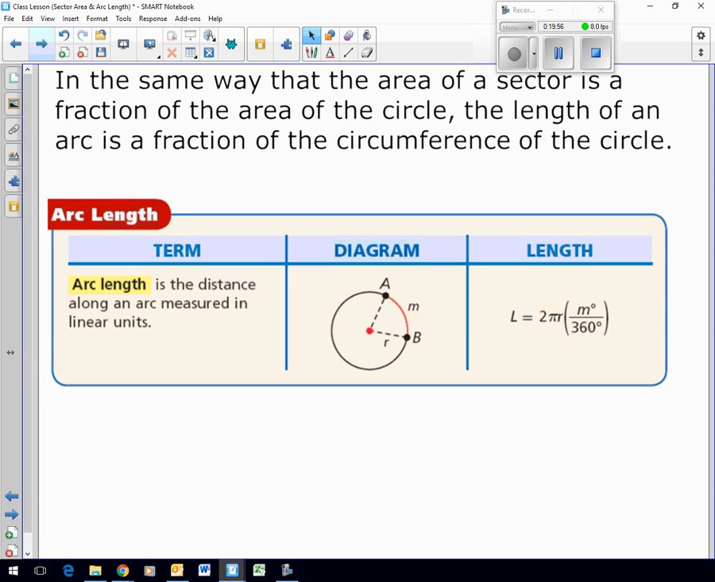All right. We gotta get through this last part, and then I'm gonna give you a quick break, and then we'll go to the second half of the lesson. Okay? In the same way that the area of a sector is a fraction of the area of the circle, the length of an arc is a fraction of the circumference of a circle. So if we talk about arc length, we're talking about the distance along an arc measured in linear units.